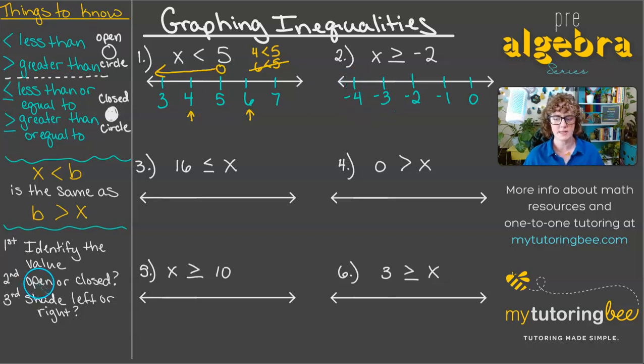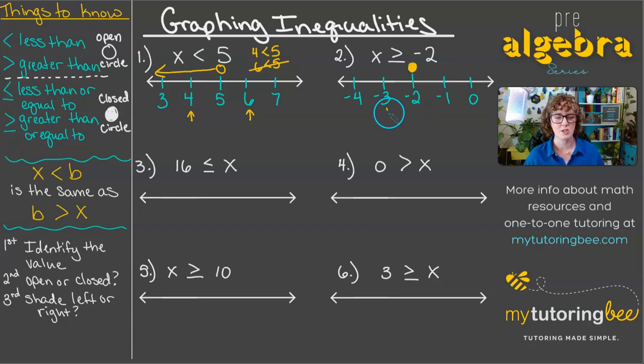Now we have to decide if it is open or closed. Well, I do see that line underneath, so we're going to use a closed circle. And then our shading. x is greater than or equal to -2. Some of my students have learned, people like to teach it this way, that you can just look at the shape of the inequality symbol and it's sort of like an arrow telling you which way to shade. However, I don't really prefer that method.